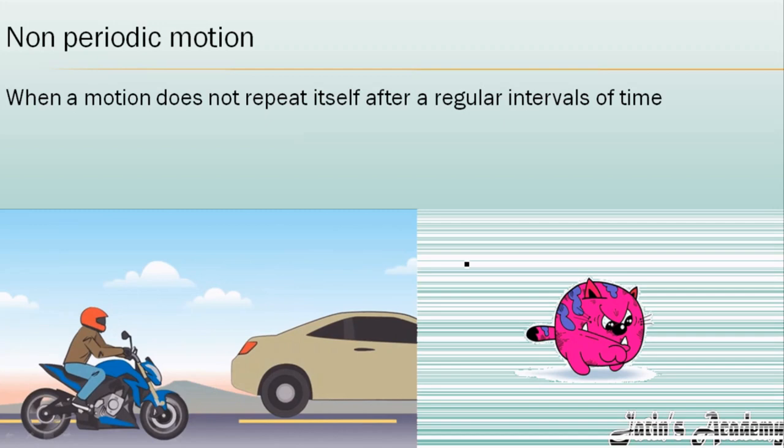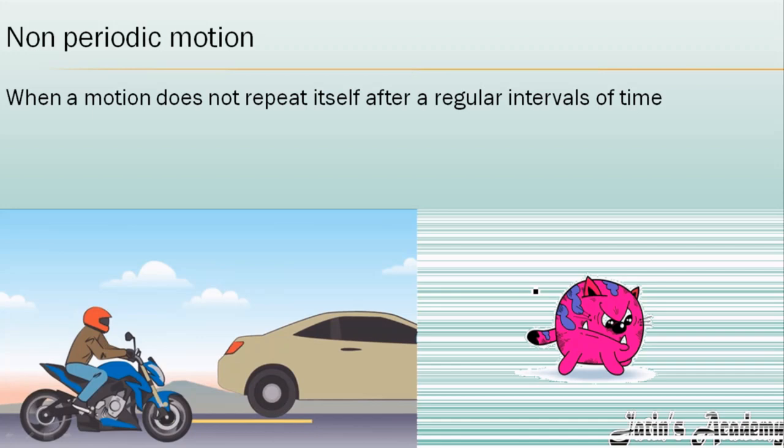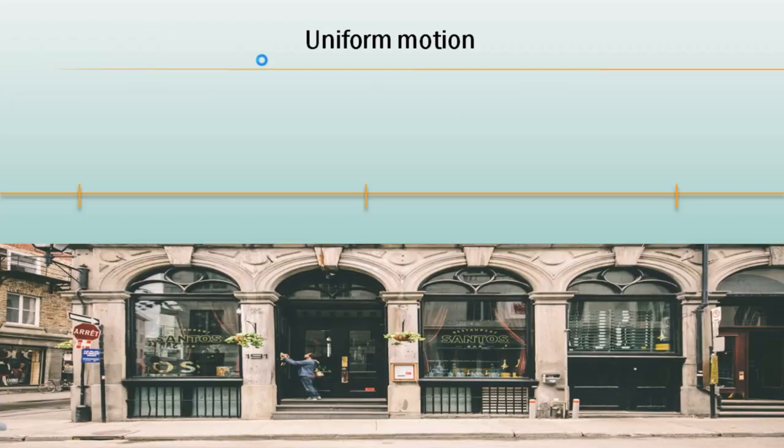Say the movement of a cat. Firstly, the cat is in your house. Okay, today she came, but is it sure she will come again tomorrow or the day after tomorrow? No. So when an object does not repeat itself after regular intervals of time, that motion is a non-periodic motion.